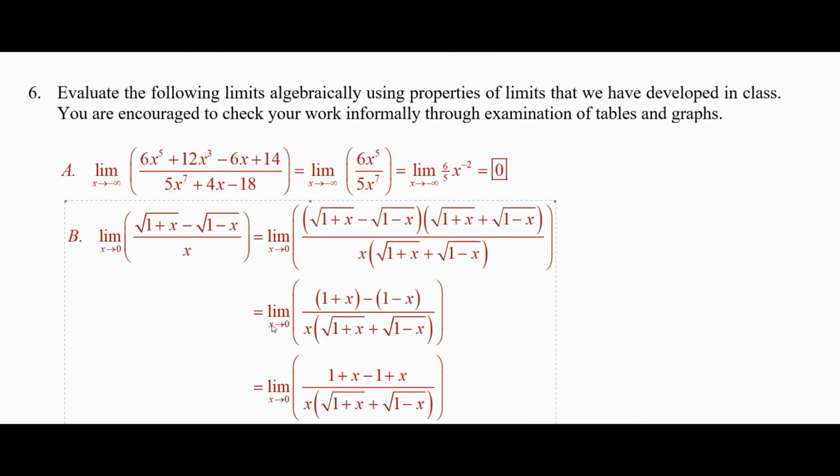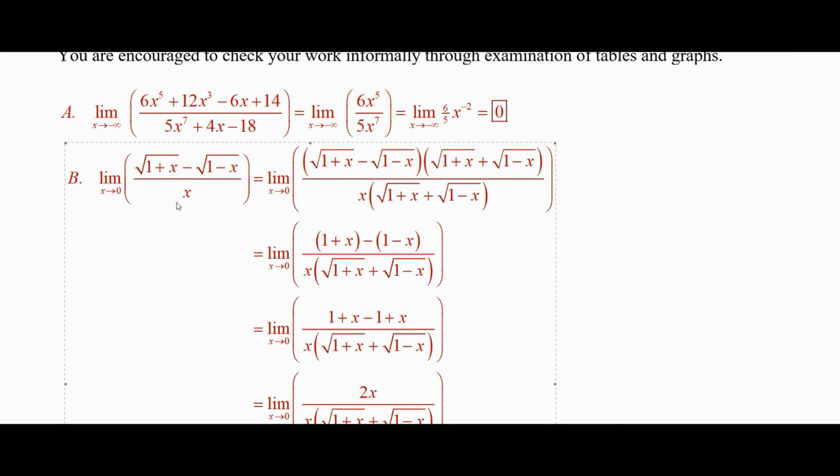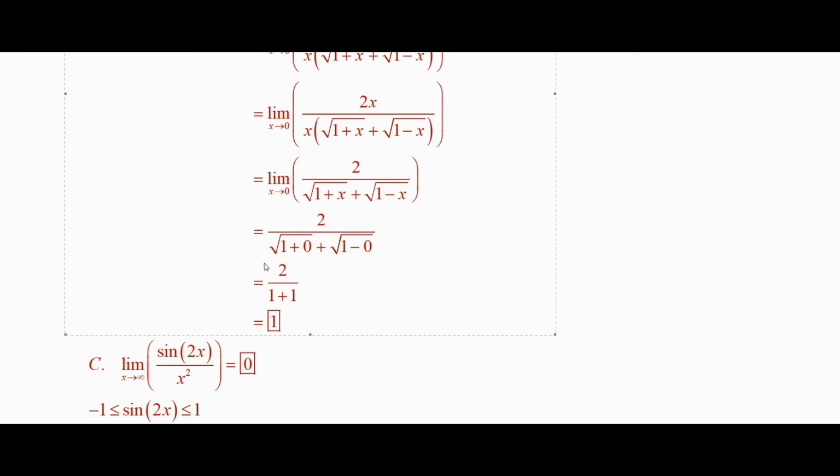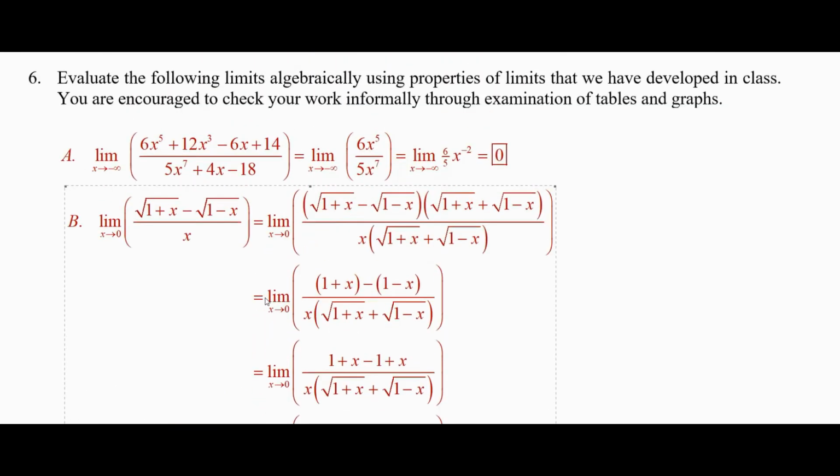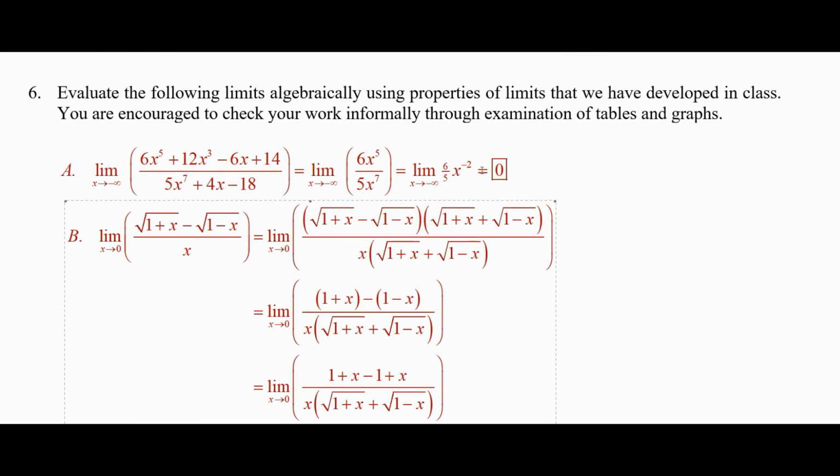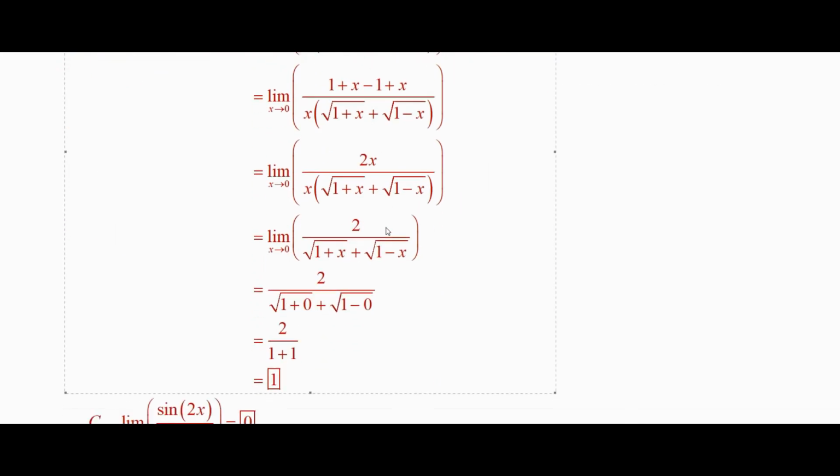Now, you could verify that, and you are encouraged to do so, by looking at a graph and a table. And what we should see on the graph, approaching the point (0, 1), is a hole in the graph. You can see that in the table. Up here, the horizontal asymptote on both ends is 0.